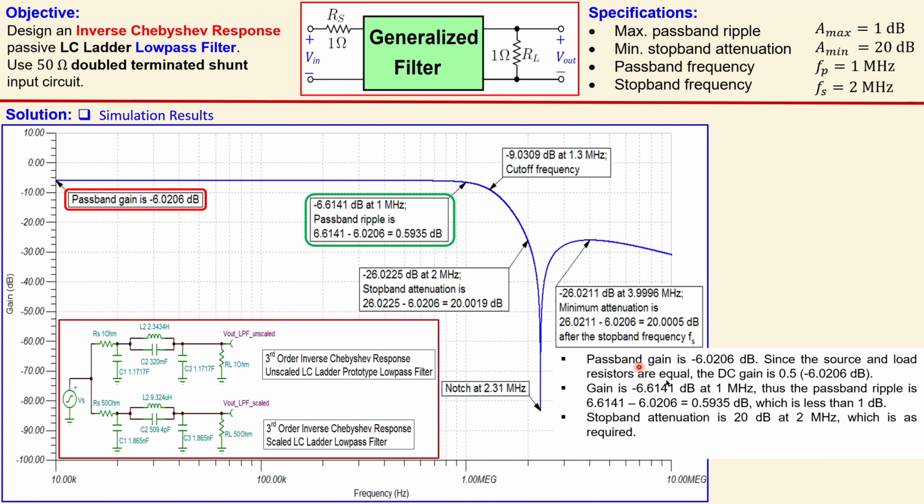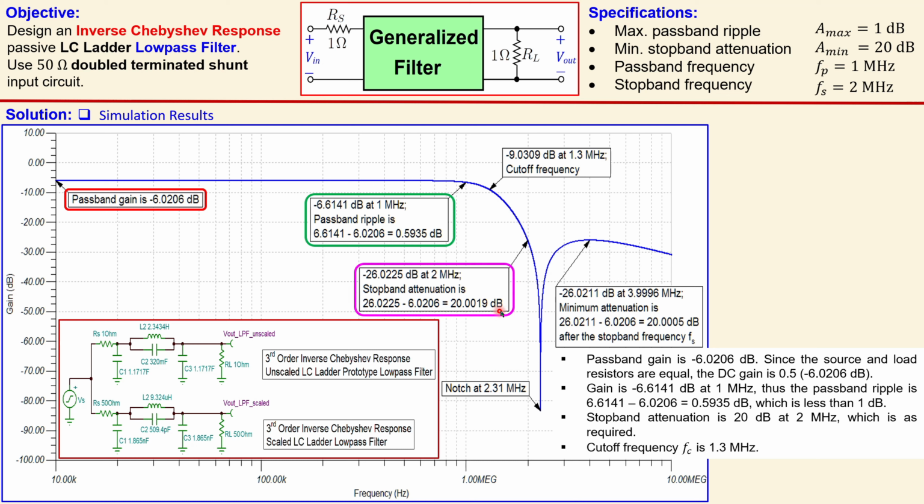Now the next one is the stop band attenuation, which is 20 dB here, really close to 20 dB, because at 2 megahertz we look at this value, which is minus 26.0225, looking again at the baseline here it is going down. We go down by almost 20 dB, a little bit larger. So this is exactly as wanted. So it's also according to specifications.